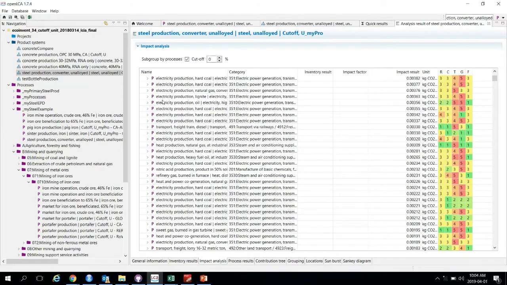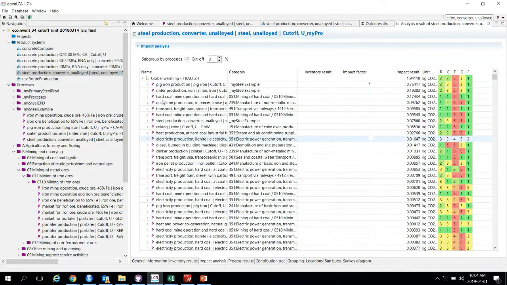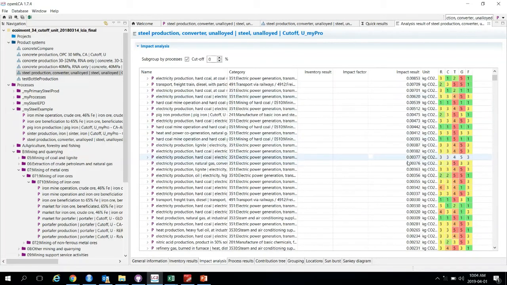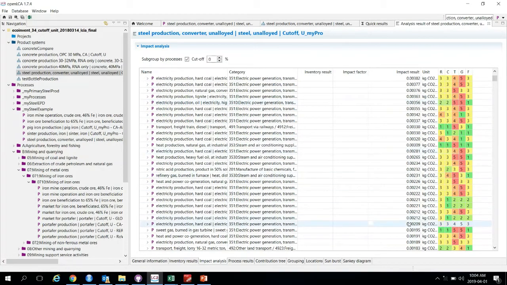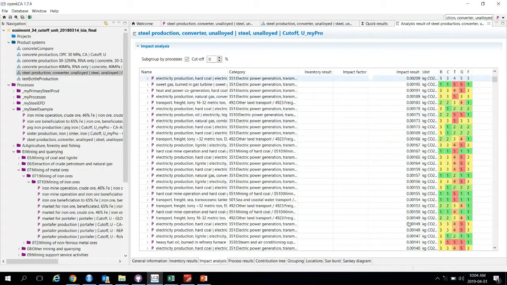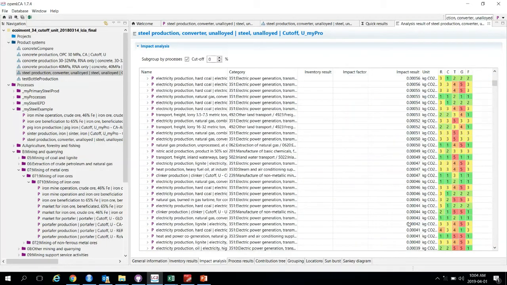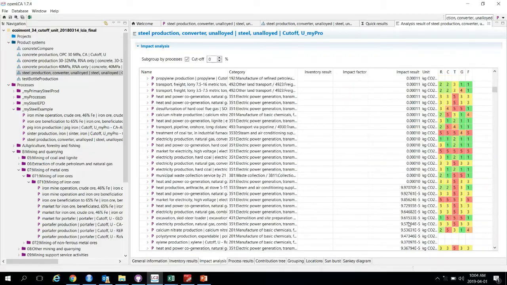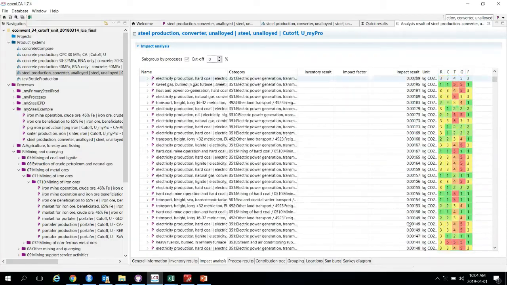So this is the top end contributing activities broken down, and you can see that as you go further and further, a lot of the activities are really contributing very little to the process or to the total impact of the system. But you can copy all that into Excel and do further analysis.